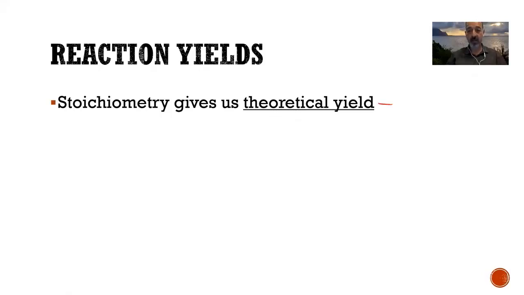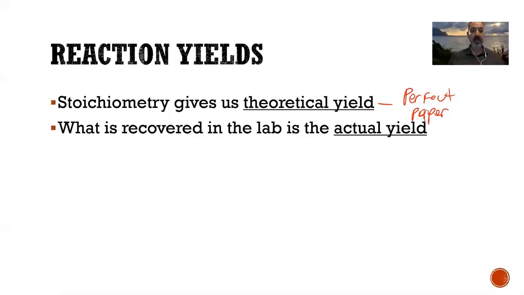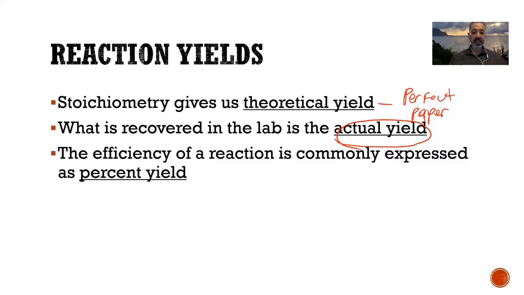And I always say theoretical is the perfect world, right? It's like what's on paper, so not everything follows the blueprint perfectly. What you actually recover in lab, what you actually produce in a manufacturing setting is what's called actual yield, right? So there's a difference. And typically the actual yield is lower than the theoretical yield. So the efficiency of your reaction or your technique is based on a calculation called percent yield, right?